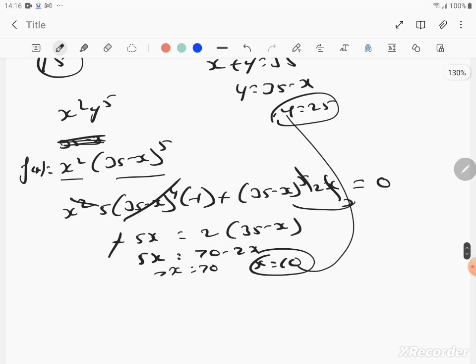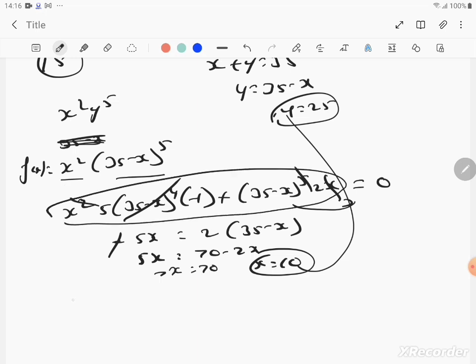So take the differentiated value. Where is the differentiated value? Before cancellation. Oh, I seem to have cancelled it. So without cancellation, what was the differentiation value? It was x square into 5 into (35 minus x) the whole to the power 4 into minus 1, plus (35 minus x) the whole to the power 5 into 2x.